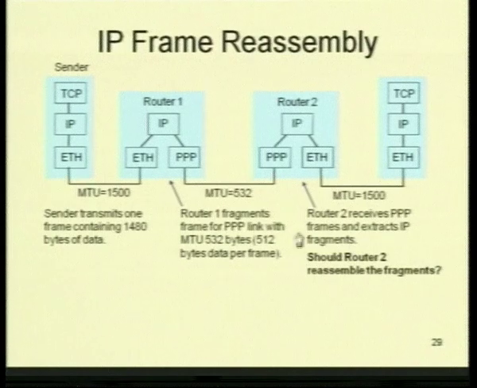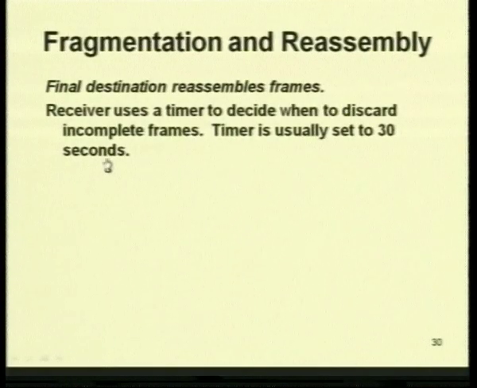So the question that comes up here is, should router 2 reassemble the fragments? The answer is no, because we do not know whether there is going to be another router through which it has to be sent before any further fragmentation needs to be done. So the reassembly is normally carried out only at the destination. It is the final destination which reassembles frames. The receiver normally uses a timer to decide when to discard incomplete frames, because it is possible that due to some error a particular fragment does not arrive at all, in which case you will not be able to reassemble it. So the timer is usually set to about 30 seconds.